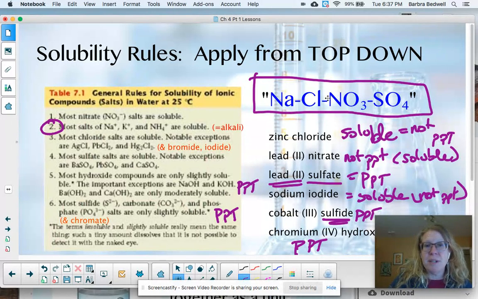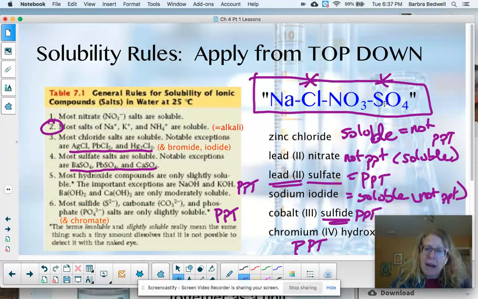Again, there are some important exceptions. The important exceptions right here: silver, lead 2, and mercury 1 are the exceptions to the chloride part. Nitrate does not have any exceptions. Everything with nitrate and sodium is soluble. Sulfate has a couple of exceptions as well: barium, lead, and calcium. So as you practice these, you learn to get a little bit quicker at it.